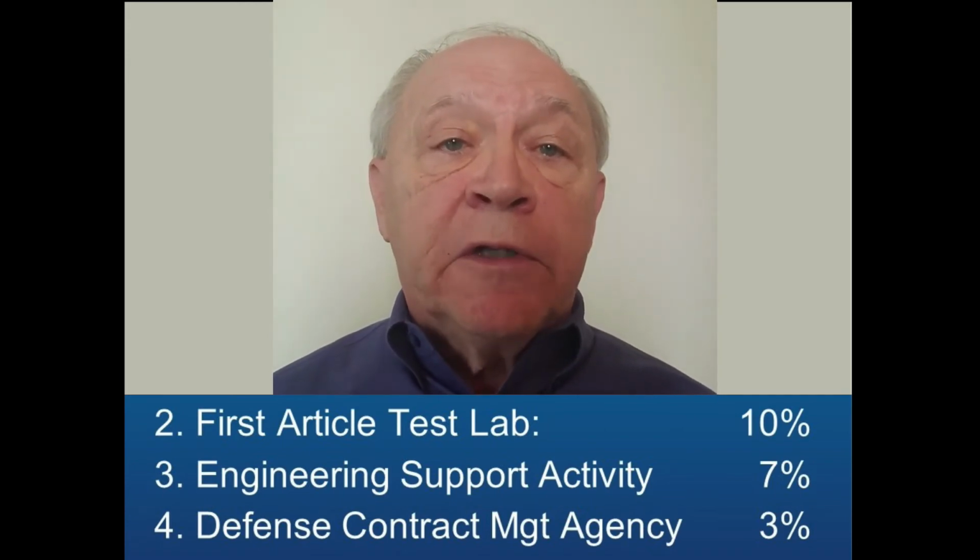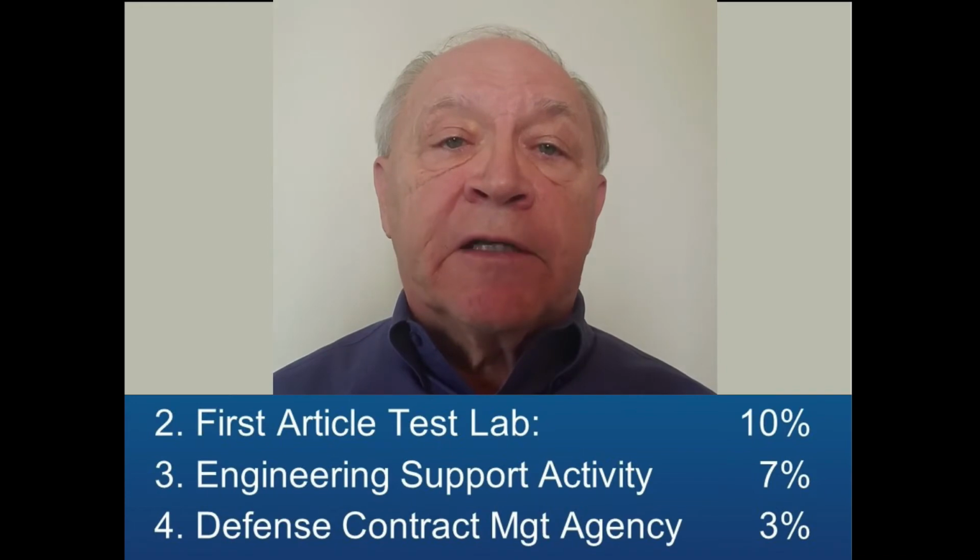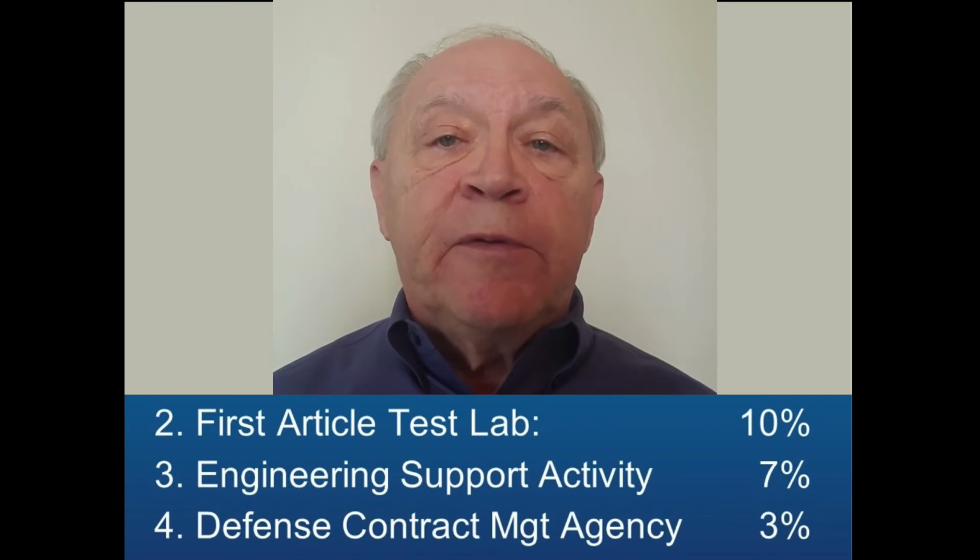First, the first article inspection lab has about 10% of the responsibility. The engineering support activity that supports the weapon system involved has about 7%. And the Defense Contracts Management Agency that authorizes production has about 3%. You might logically be thinking, how can the DoD's inspection and engineering support entities have any responsibility for first article approval other than the straightforward evaluation? After all, it is what it is.